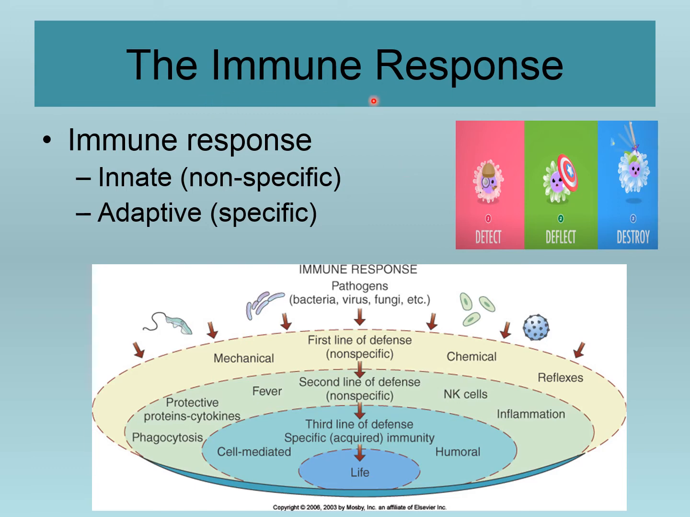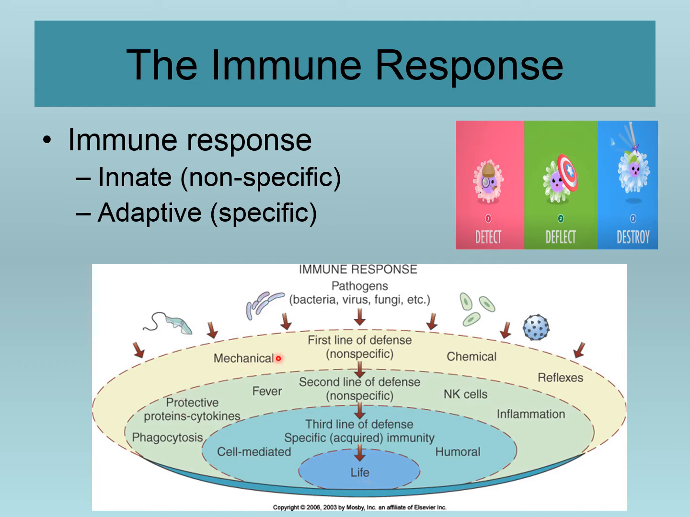There are two types of immune response, either non-specific or innate response, or specific or adaptive response. We will discuss them in detail in the further slides. But you can see there are three lines of defense which have to be breached by the pathogen to affect our normal function of the body or to cause disease.